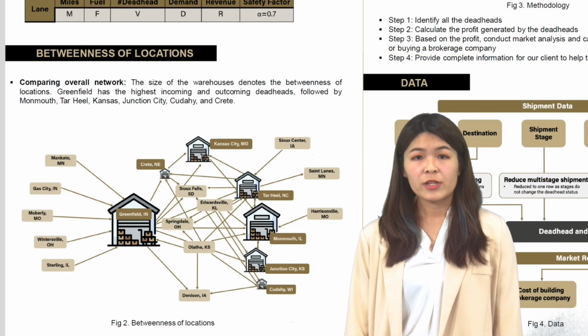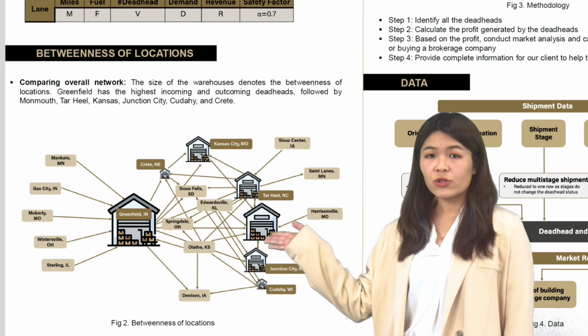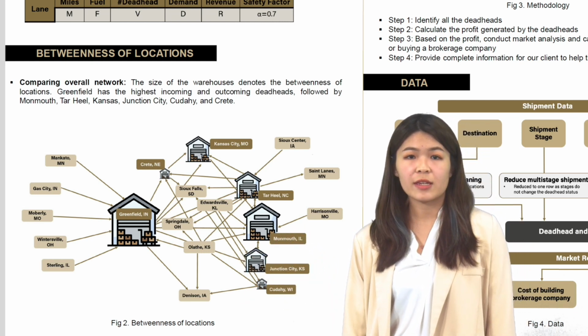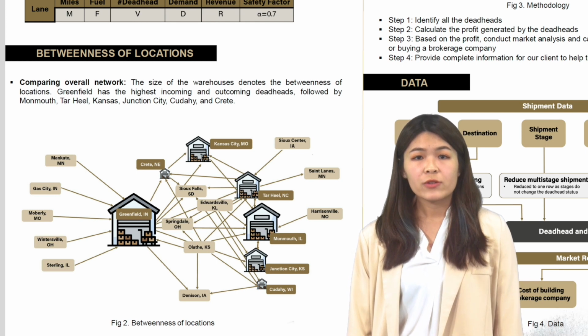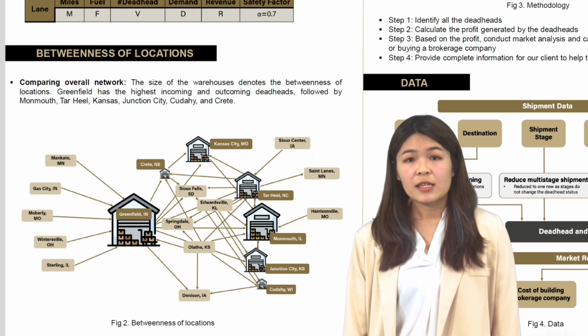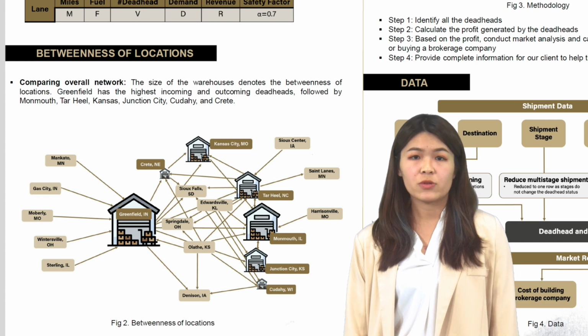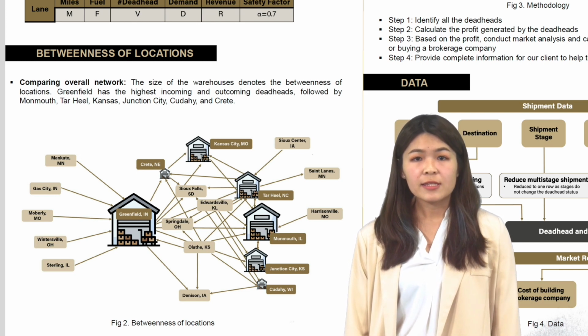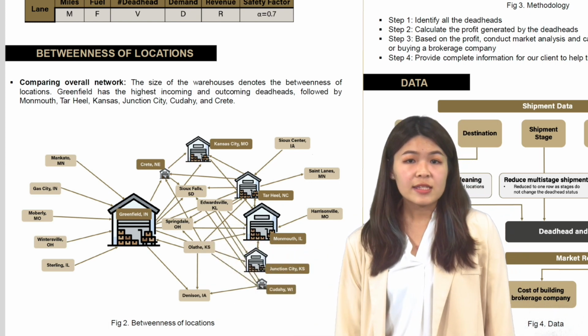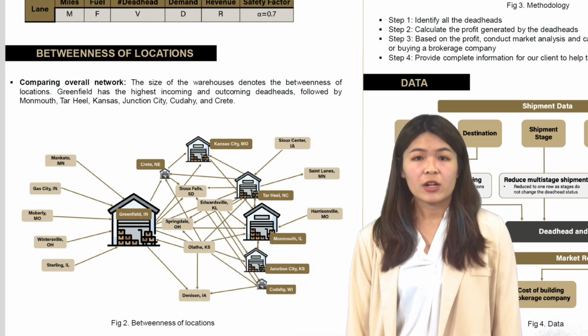To start, we conducted EDA by using social network analysis to see what cities have a high number of incoming and outgoing deadheads. We use betweenness as a measure of the centrality of locations. The definition of betweenness is how often a location occurs on all shortest paths between two locations. We can see from the graph that Greenfield has the highest number of deadheads, followed by Monmouth, Tar Heel, Junction City, and Kansas City.